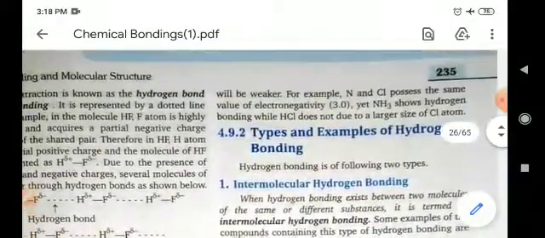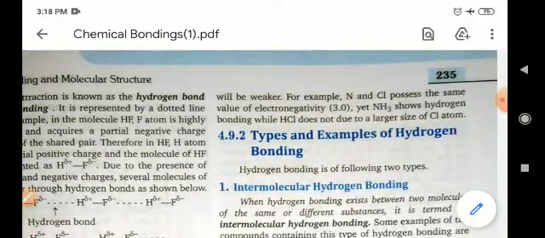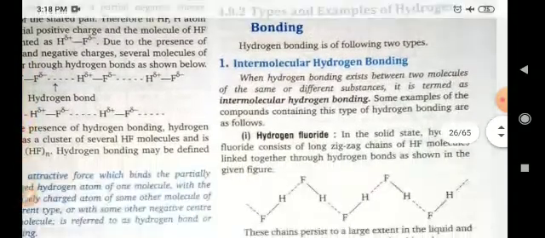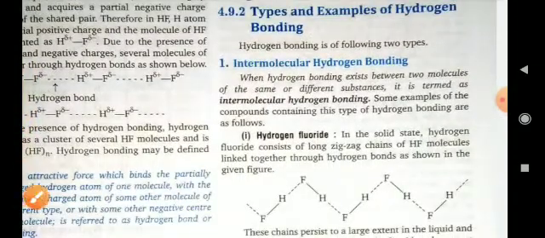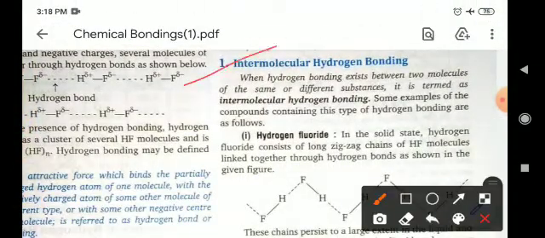Now come to the types and examples of hydrogen bonding. Hydrogen bonding is of two types. Number one is intermolecular hydrogen bonding. So what is intermolecular hydrogen bonding? When hydrogen bonding exists between two molecules of the same or different substance, then it is known as intermolecular hydrogen bonding.